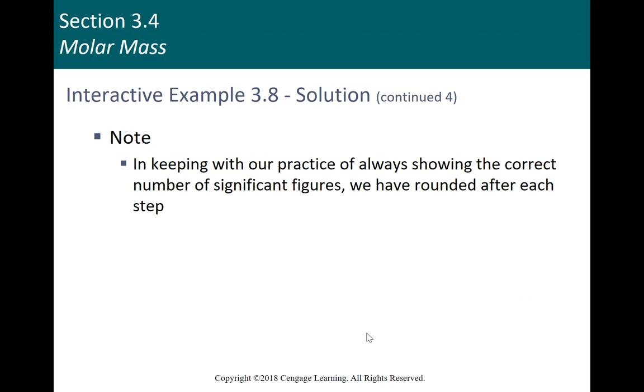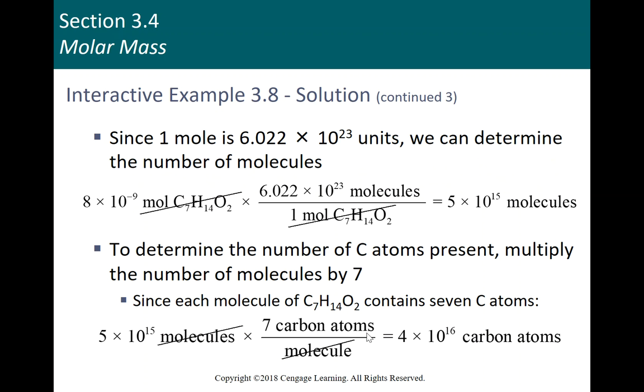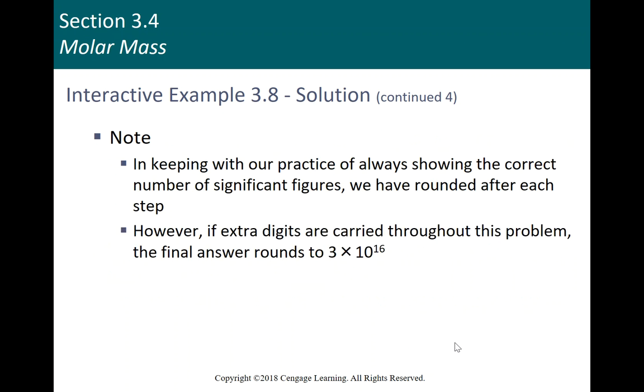Please note this, they added this slide, and I think this is interesting. What they did is they truncated all of the numbers to have the correct number of significant figures. And so they ended up with 4 times 10 to the 16th carbon atoms when they did that. If you actually carry the numbers all the way through the problem, your final answer rounds to 3 times 10 to the 16th. So be very careful about truncating numbers too early.